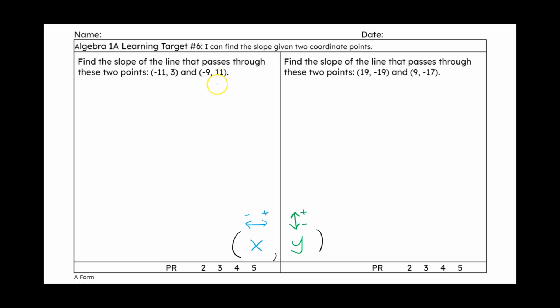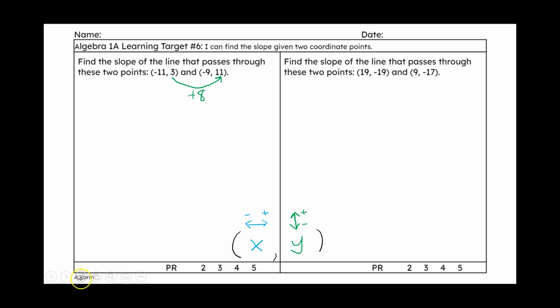So the change in the y's is going to tell you how much up or down, and the change in the x's is going to show you how much right or left. So let's start with the up or down. From 3 to 11, how far did we go? We started at 3 and we went up to 11. So that's an additional 8. We went up 8. So my first number is going to be plus 8.